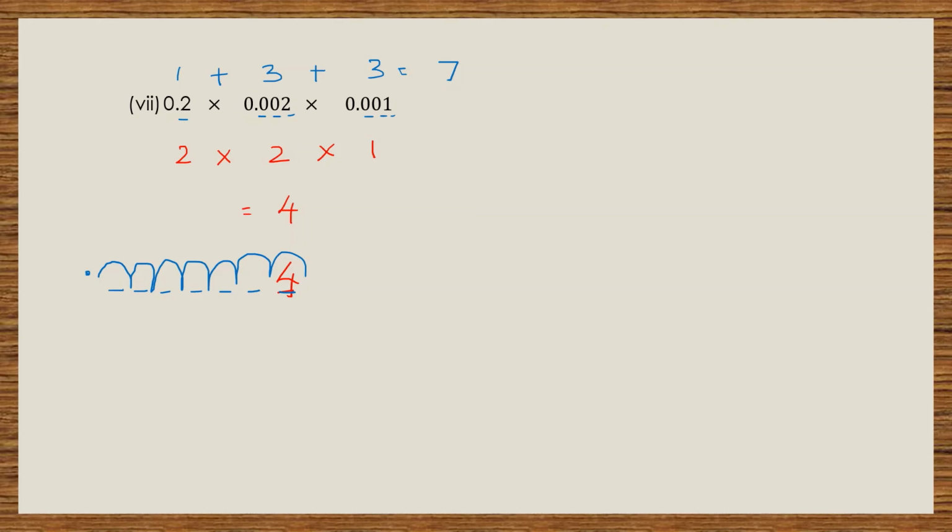Now in all these places where there's no number, I'm going to put zeros. So 1, 2, 3, 4, 5, 6 zeros I need to put. So my final answer will look like this: 0 point. There's no number before the point, so I'm putting a 0. And then 1, 2, 3, 4, 5, 6 zeros and 4. So that is my final answer.